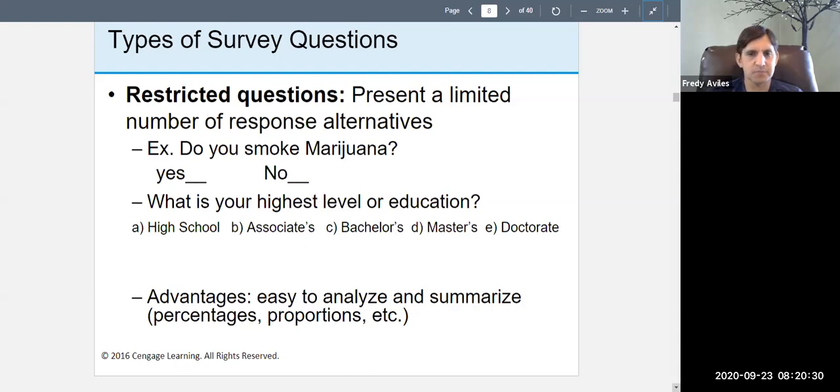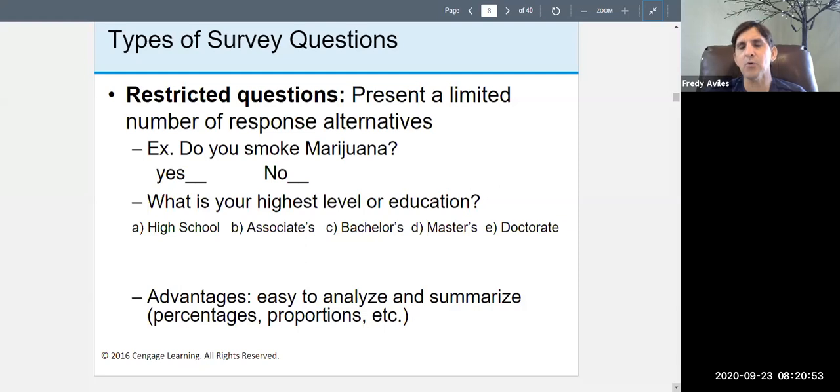But a proportion would be like, oh yeah, 20 out of 100 participants said that they have a bachelor's degree or something like that. Okay, it's better to say 20% of participants indicated that they have at least a bachelor's. Okay, so very easy to analyze, easy to summarize. Those are things you can do.